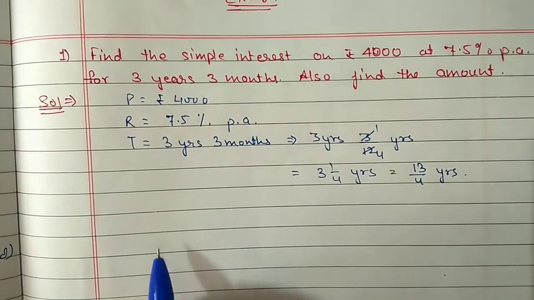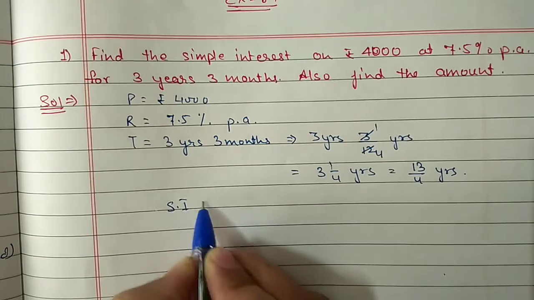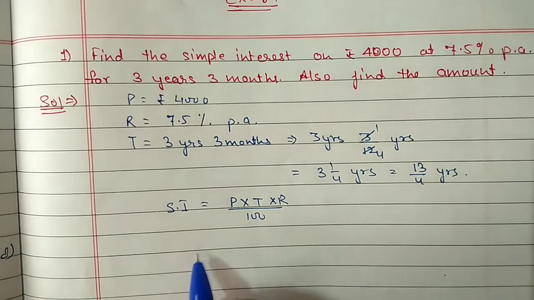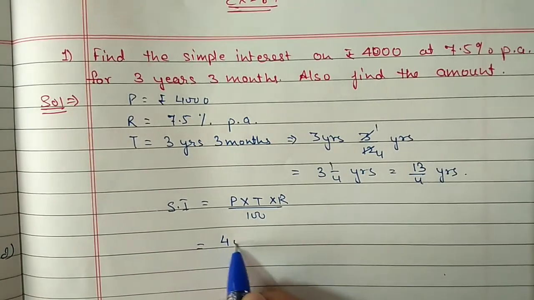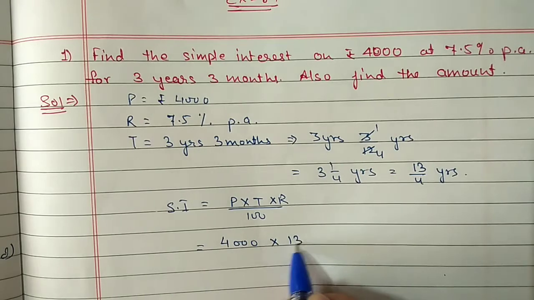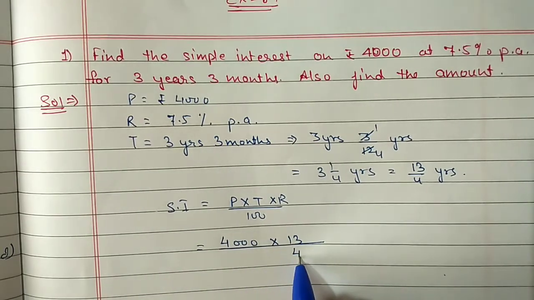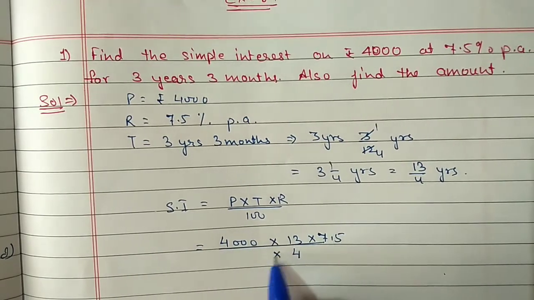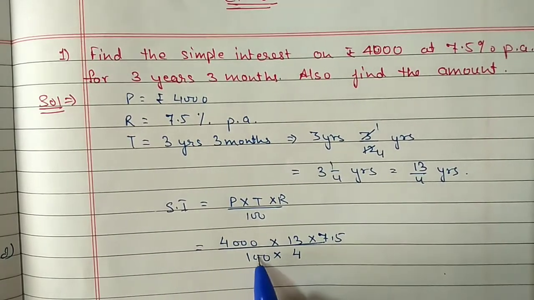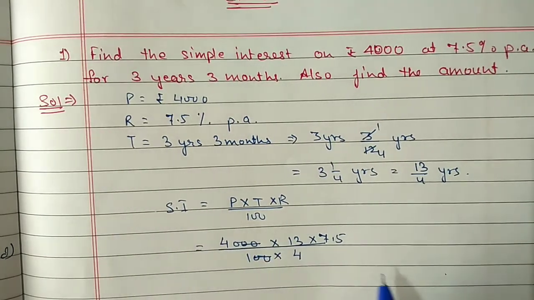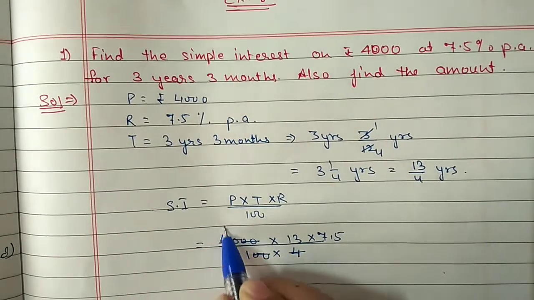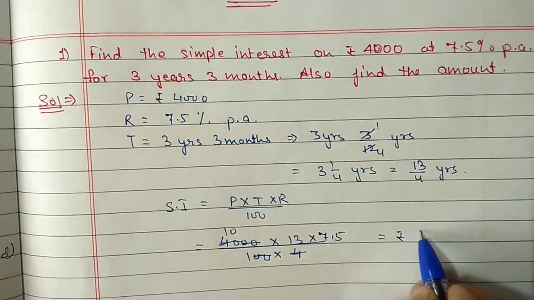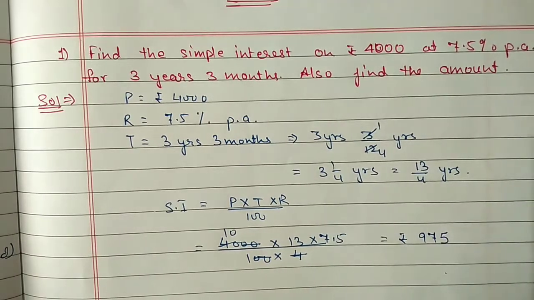Now we can use the formula for simple interest. As we know, simple interest is equal to P into T into R by 100. So substitute values. P is 4,000 rupees. Time is 13 by 4, so 4 will come in the denominator. Rate of interest is 7.5 and divided by 100 keep here. You can do the cancellation: two zeros at the last you can cancel directly, 4 ones are 4 and 4 tens are 40, and the remaining numbers you have to multiply, and after multiplication we are getting 975 rupees.